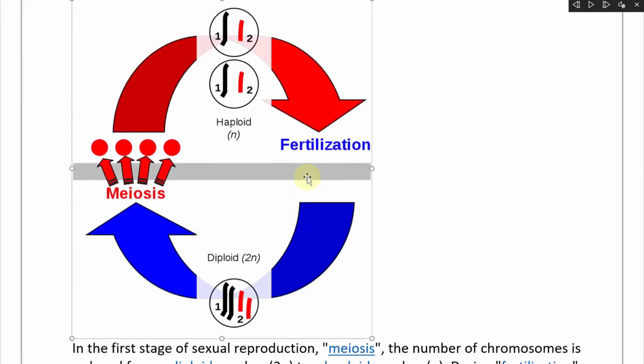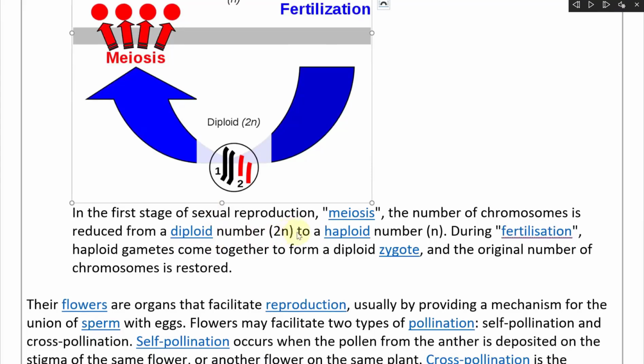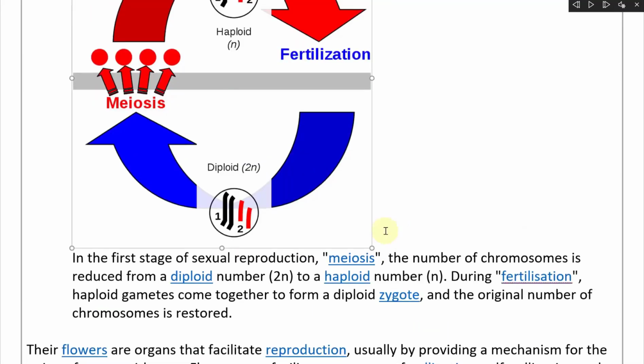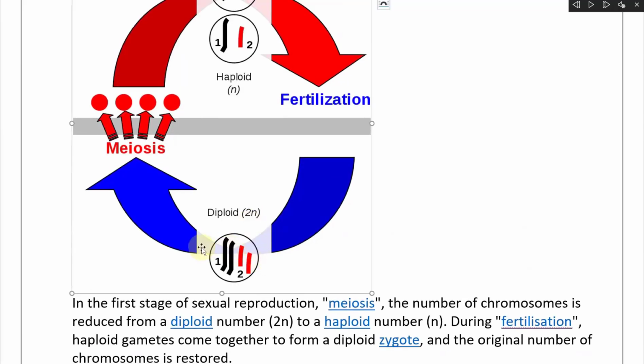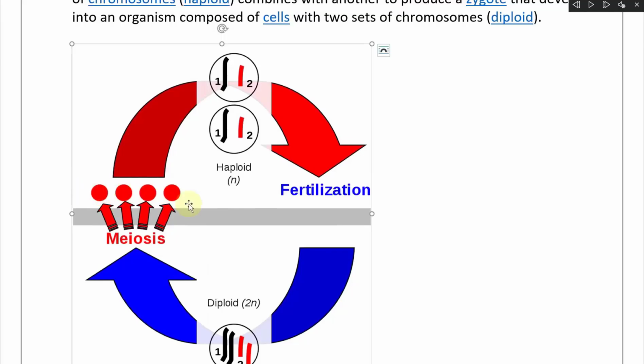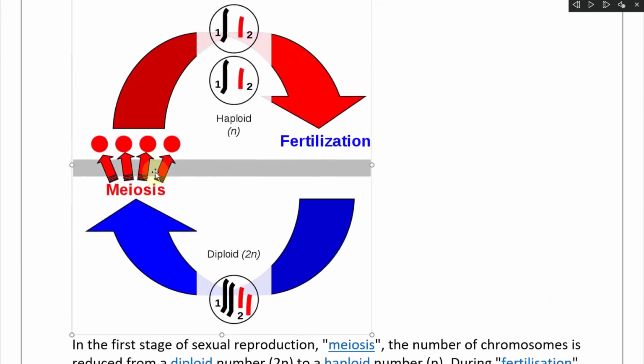point into your mind. So in the first stage of sexual reproduction, meiosis, the number of chromosomes is reduced from a diploid number 2n to a haploid number n. Yeah, so you've got two sets of the chromosomes in this diploid. Meiosis gets 4 of these, and you get one set on each one of these.